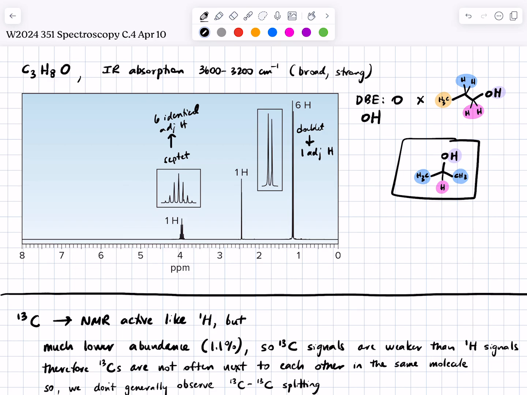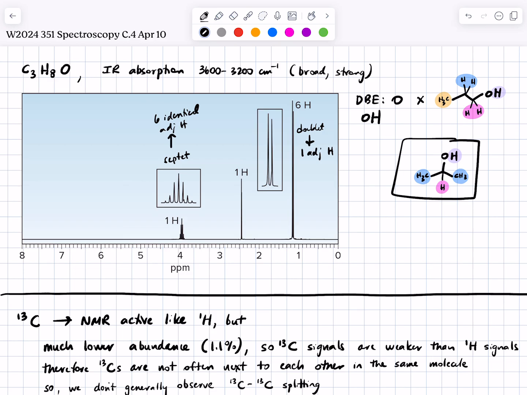However, C13, unlike proton, unlike hydrogen, which is like 98% abundant, C13 is only 1% abundant. The dominant isotope for carbon is carbon-12, and carbon-12 is not NMR active. So whereas for proton NMR, every proton in the molecule was basically NMR active, for C13 NMR, only 1 out of 100 carbons are going to be NMR active. Now that's okay because a mole is a really large number of atoms, right? 1 out of 100 of 6 times 10 to the 23 atoms is still 6 times 10 to the 21 atoms, which is still an enormous amount of atoms.